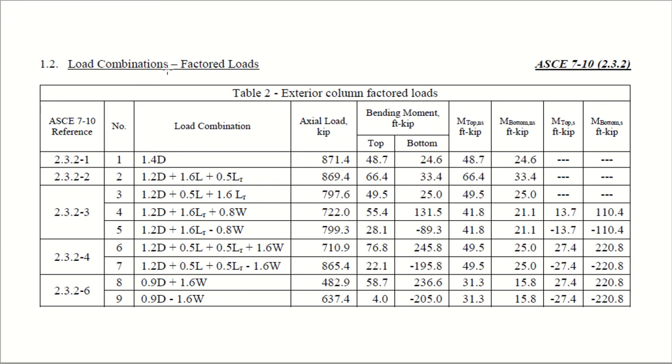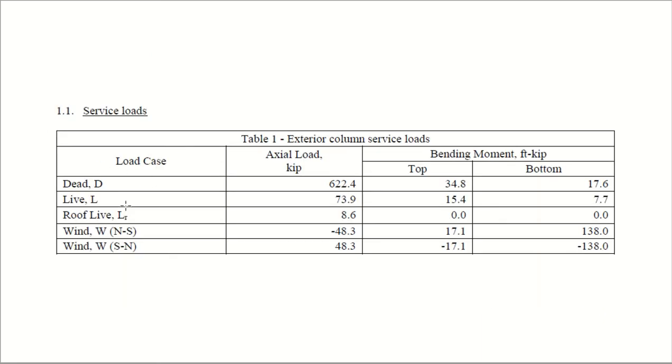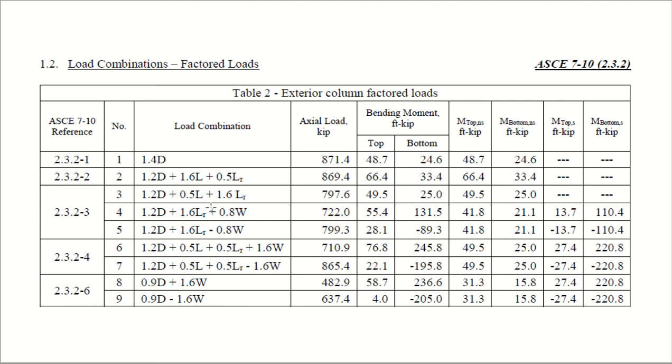Then putting different load combinations for the factored loads, we are using ASCE 7-10 for combining different loads. See, you got different kinds of loads here. You are putting them in different combinations. For example, 1.4 dead, 1.2 dead plus 1.6 live plus 0.5 roof live, and all the other combinations. The references are provided here. The axial loads, the bending moments at top and bottom, then top moment in kips and bottom moments in kips, which you are going to use, and all these combinations give you different values of maximum axial load and maximum bending moments.